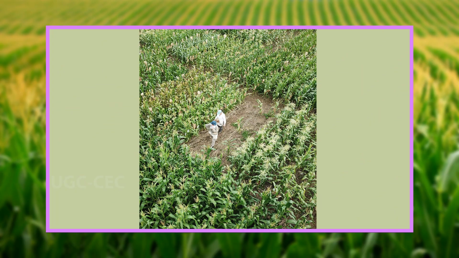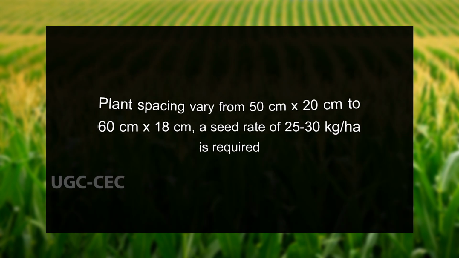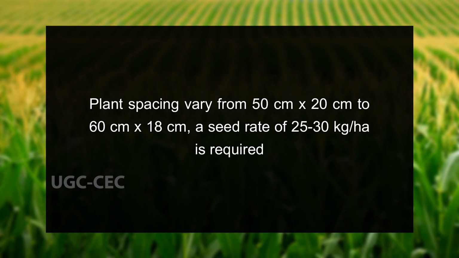In Rabi season, plants put up moderate growth owing to low temperature. Hence, it requires 30 to 40% higher population than that of Kharif season. A plant density of 85,000 to 100,000 plants is maintained. The plant spacing varies from 50 centimeter by 20 centimeter to 60 centimeter by 18 centimeter. A seed rate of 25 to 30 kg per hectare is required.